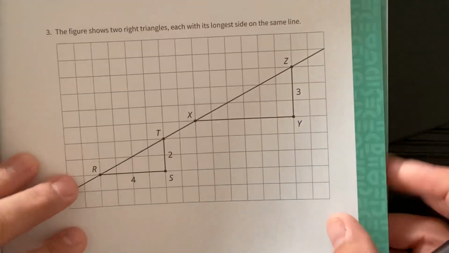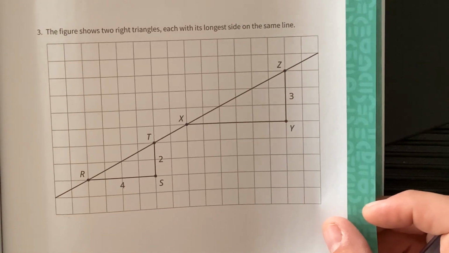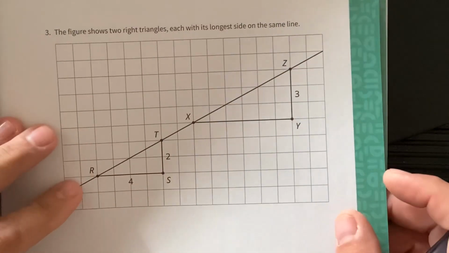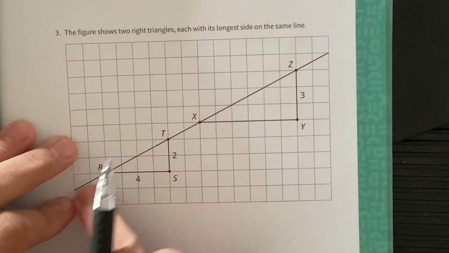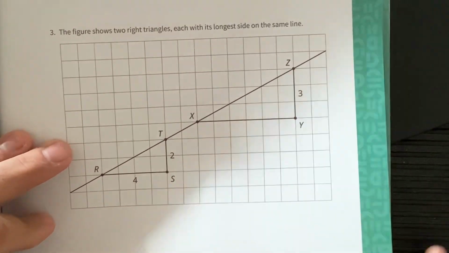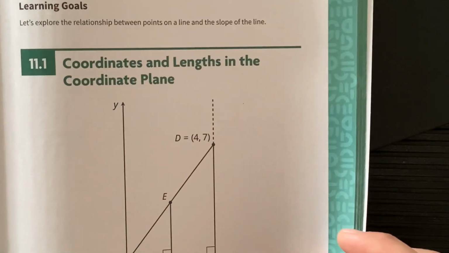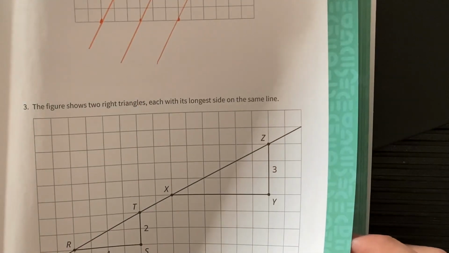Question number 3. Figure shows 2 right triangles, each with its longest side on the same line. So by looking at this, I can tell you the slope has to be the same because they're on the same line. Let's see what the questions are. Explain how you know the 2 triangles are similar.